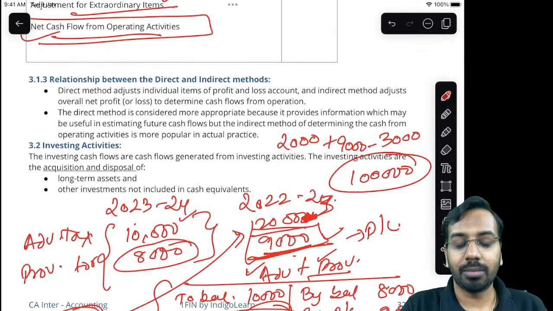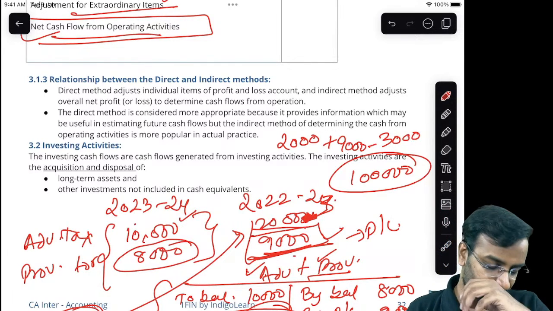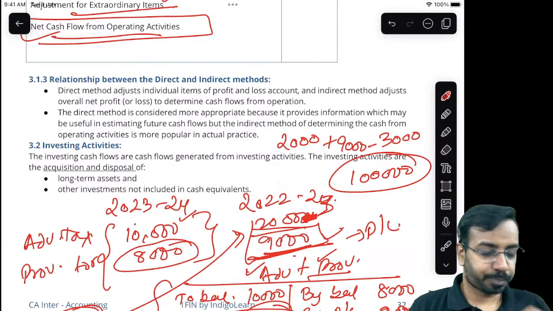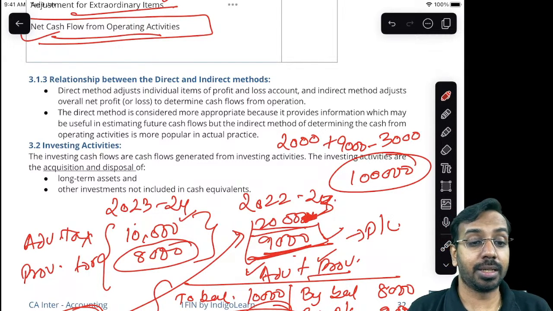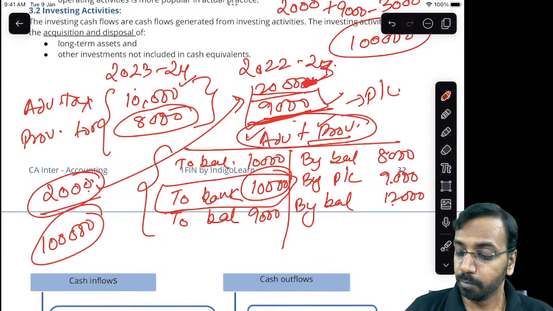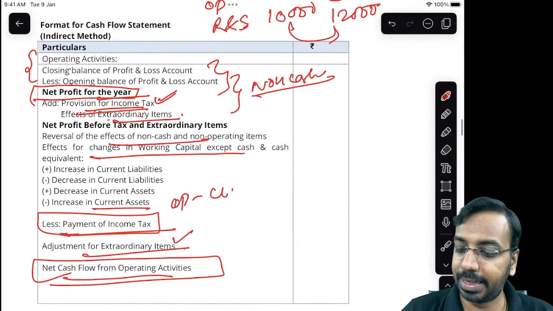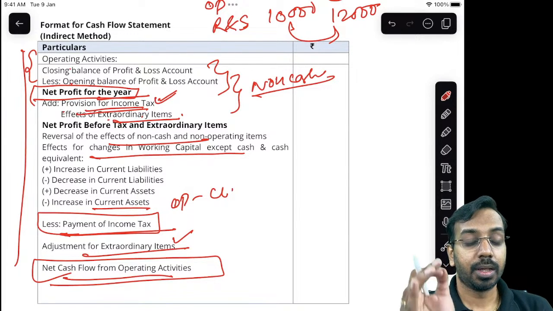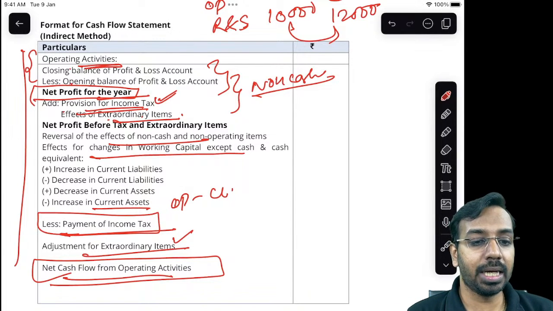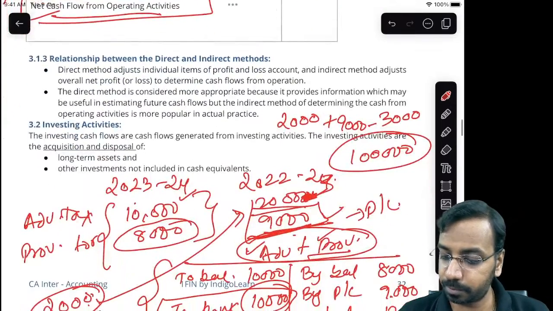In most cases in the examination, advance tax for the period would be the taxes paid during the period. Advance taxes in the balance sheet will be the taxes paid during the period. Otherwise, you can prepare a combined account and do the working, right? So that takes care of our indirect method. Please remember, the indirect method is applicable only for operating activities. For financing and investing activities, we have direct method only.